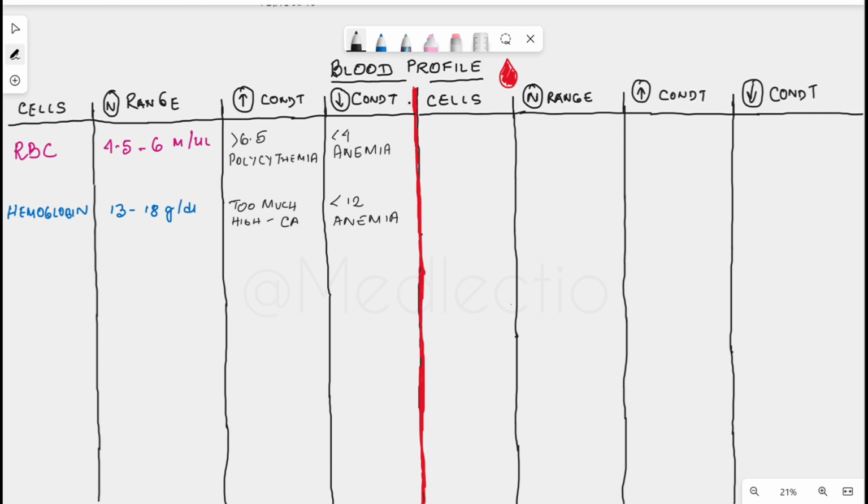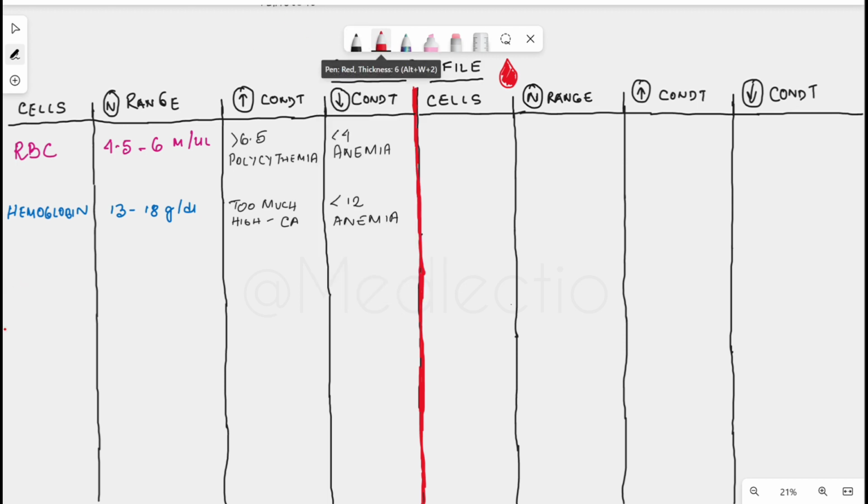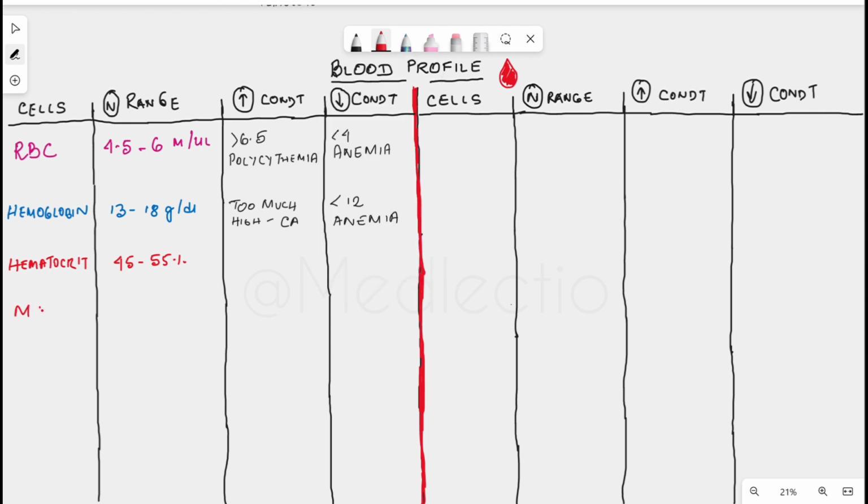Okay, then the third one in our list is hematocrit. It's an important parameter, but not as much as RBC and hemoglobin. Anemia we can get through RBC and hemoglobin also. So 45 to 55% hematocrit is normal. Then we write down the RBC things in this column and the WBC on the next column.